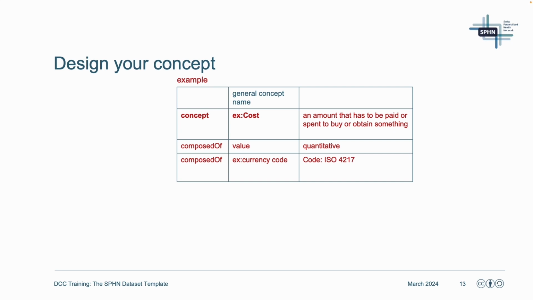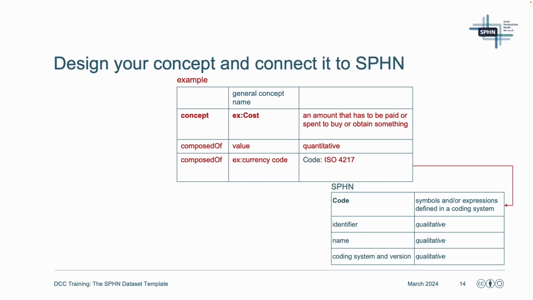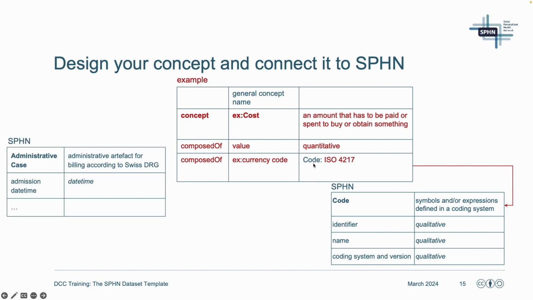Once this step is achieved, you should have a design of your concept. In this example, we have a new concept cost, which is created with two composed of, value and currency. Note that whenever we are referring to an element of the project, we use its prefix in front of the names. So here it's X colon cost, and same here. You can already connect some information to existing SPHN content. For instance, the currency code is actually of type code, and this is something that we already define in SPHN, so you can simply reuse the code from SPHN.